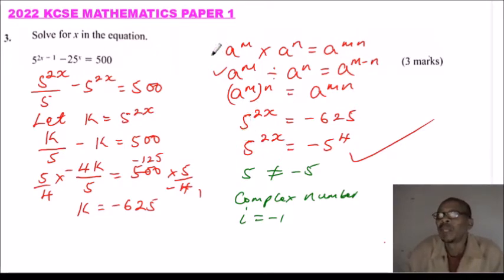So it is important you know the 3 rules of indices, so that given such a question, you can be able to apply the 3 rules and come up with an answer. So that's how you do that question.